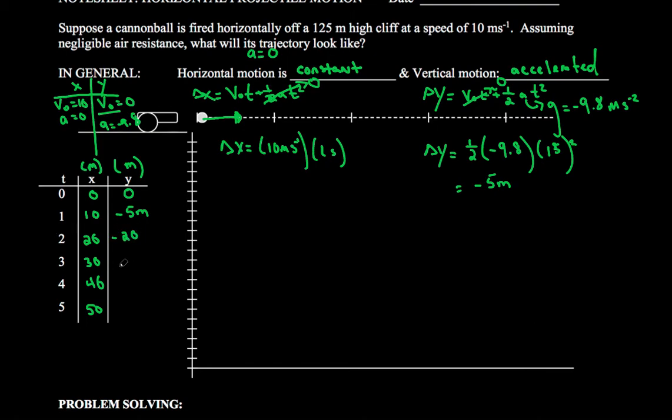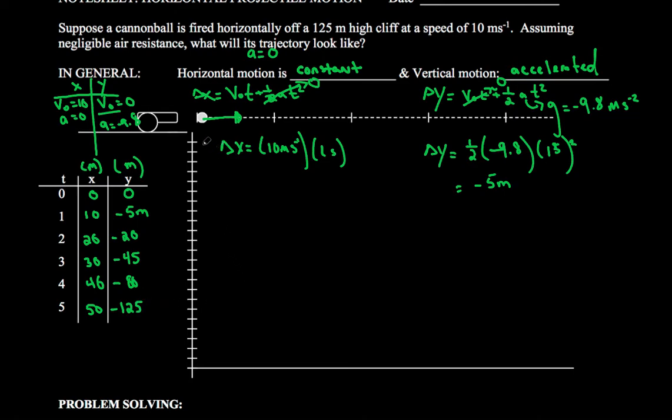We could do the same thing for 3. 3 squared is 9, 9 times a half is 4.5, 4.5 times approximately 10 is minus 45. 4 squared is 16, 16 times a half is, no, it's going to be 8, and then 8 times 10 is 80. And then the last one, you could actually see, is around 125.